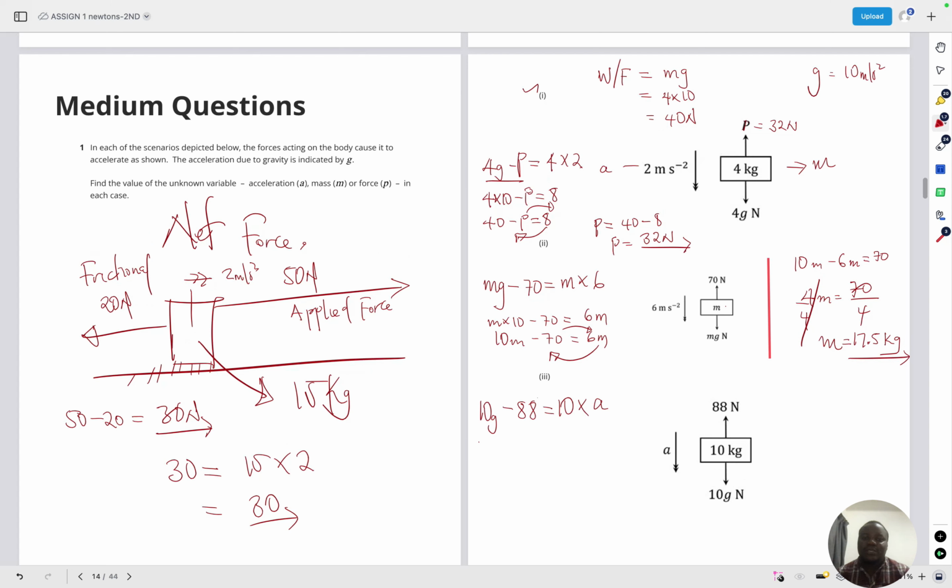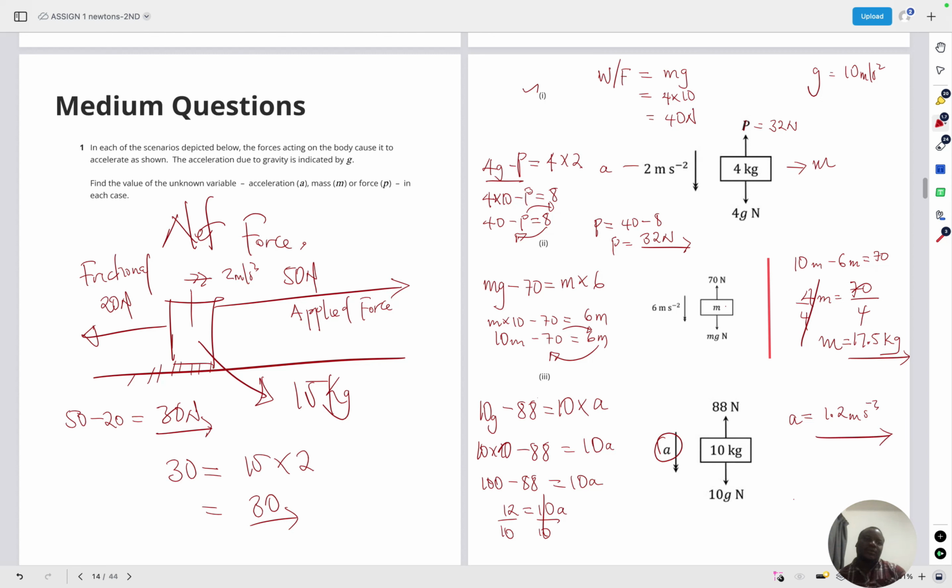So this means we've got 10 times 10 minus 88 equals 10a. Now this gives us 100 minus 88 equals 10a. And if we do our math nicely here, this gives us 12 equals 10a. We want to find a, so we divide by 10. This means that the acceleration, which is the missing component here, is equal to 1.2 meters per second squared. So that's the acceleration for that.